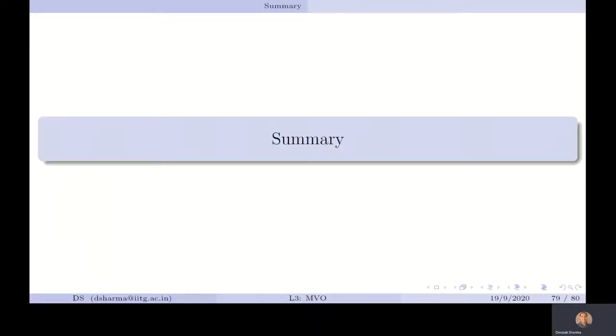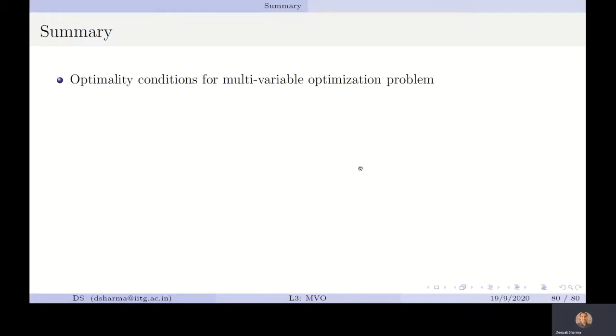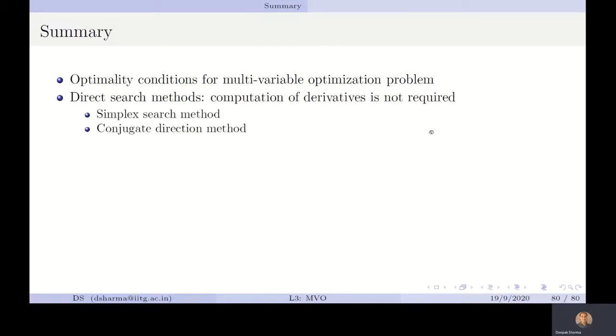Now let us conclude this chapter. In this chapter, we started with the optimality conditions for multivariable functions. We have the necessary condition as well as the sufficient condition. Using Taylor series, we proved how we get the stationary point, and then we have to check the Hessian matrix to find whether it is positive definite, negative definite, or something else, so that we can say whether the stationary point is a minima, maxima, or inflection point.